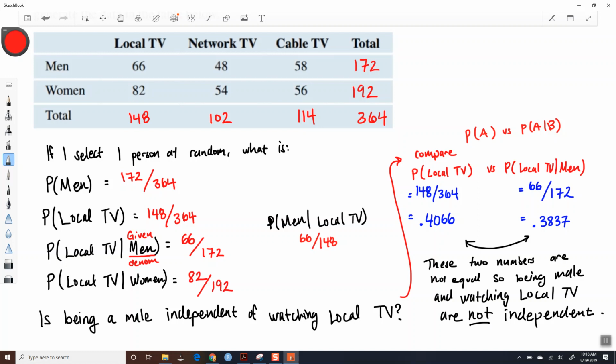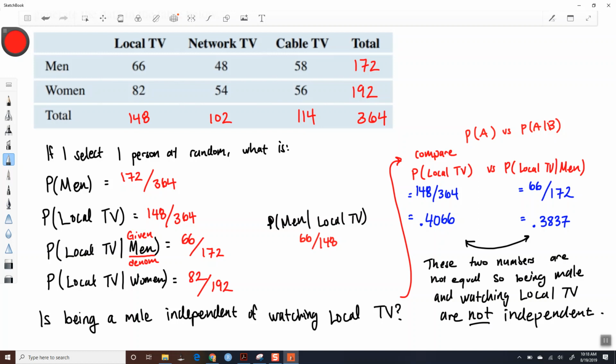The only reason I did that was because we had these answers already figured out. But if you wanted to, you could look up the probability of male given local TV, and compare it against the probability of men. You would come to the same conclusion that they are not independent.